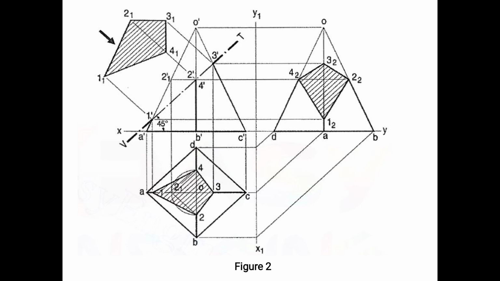and 4 dash to 4 distance, and you join the points 1 dash, 1 double dash, 2 double dash, 3 double dash, and 4 double dash. You will get the true shape of the section.